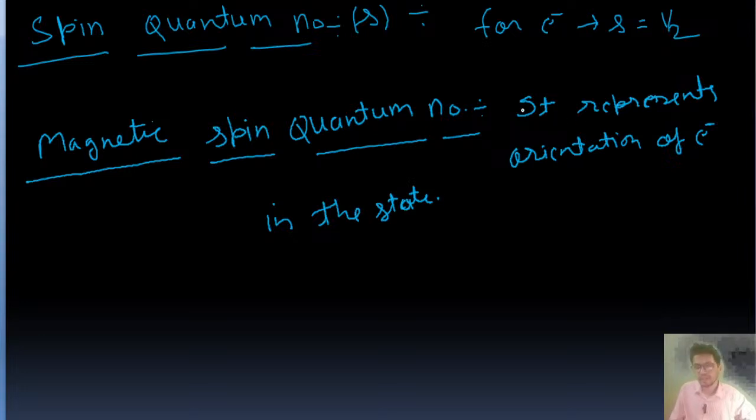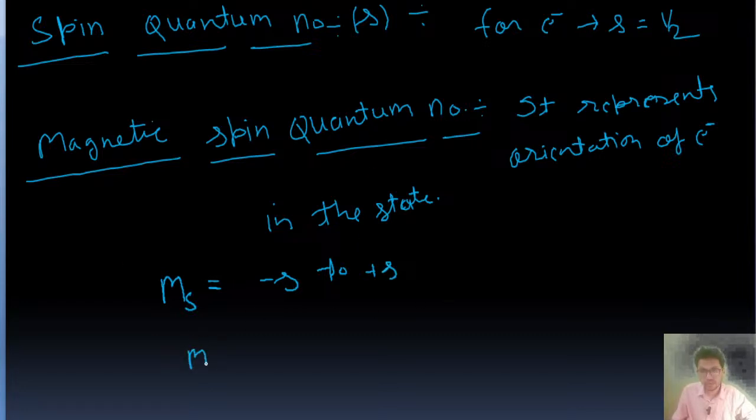So it represents the orientation of the electron in this state. The values of ms are minus s/2 to plus s/2. Since s equals half, the ms values are minus half and plus half. Okay, so these are the ms values.